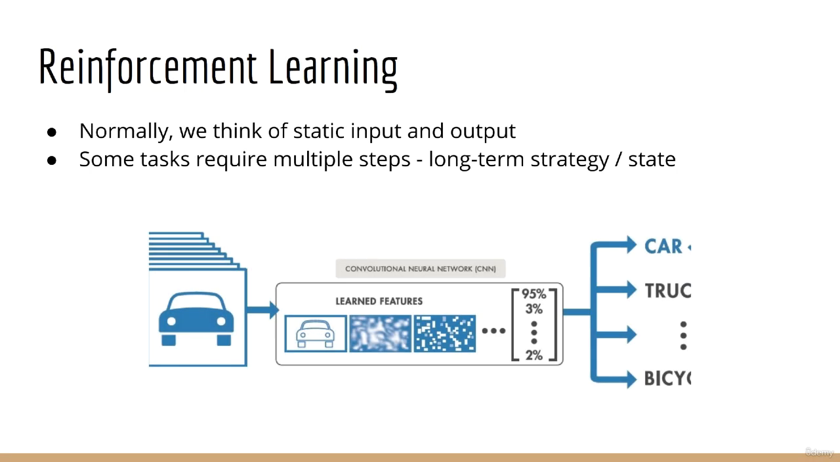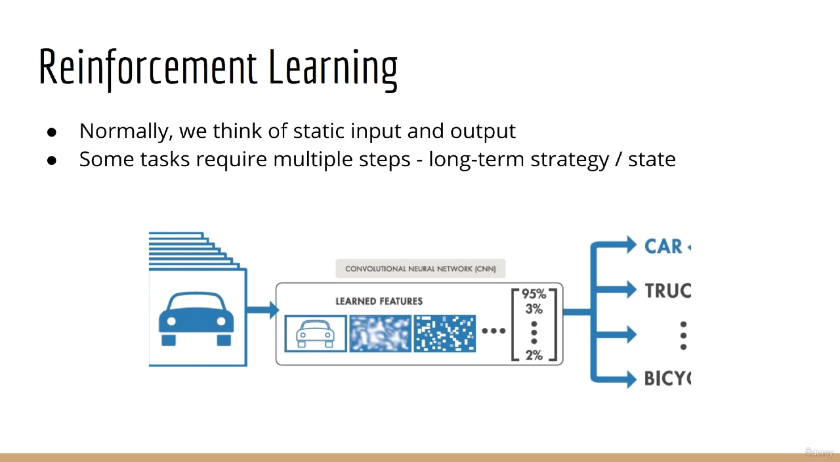Another exciting application of deep learning is in reinforcement learning. Usually, deep learning is used to create models with a static input and output. For example, you put in an image and it tells you what this image is of, like a car or a truck. Or you put in an email and your neural network tells you if it's spam or not spam.